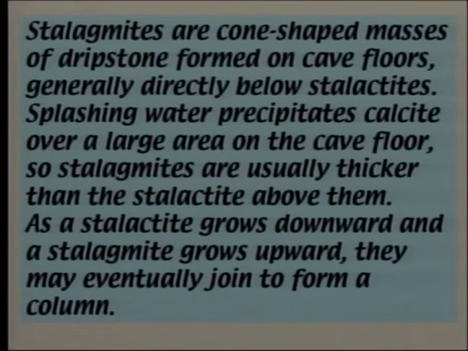So the easiest way to remember is that stalagmites are also dripstones, but they form from the base of the caves and they grow upwards. The stalactites form from the ceiling of the caves and they grow downwards. And that's perhaps the easiest way to remember stalactites and stalagmites. Okay, we'll move on.